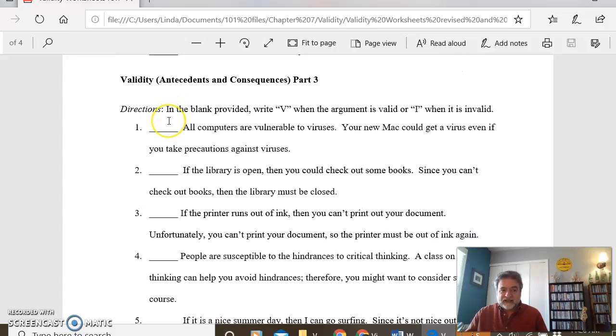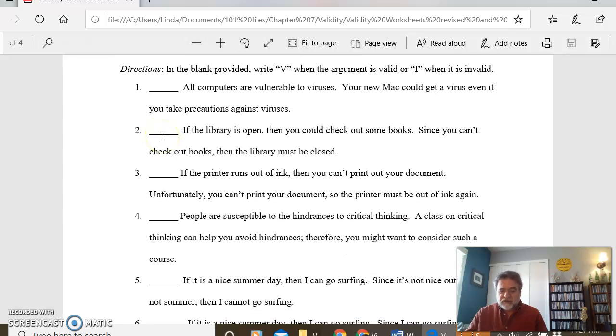Number 1 is valid. All computers are vulnerable to viruses. That's fine. 2 is invalid. If the library is open, you could check out books.